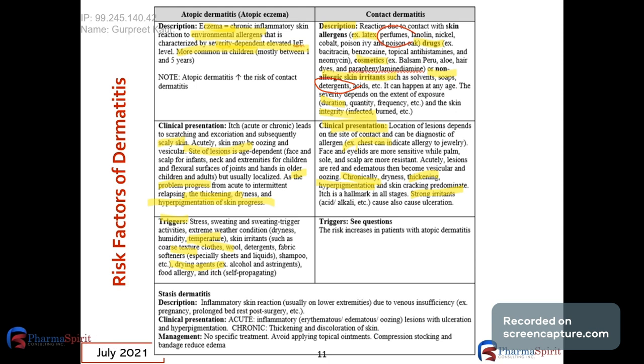And the problem with the itch is that it is self-propagating. So once you itch, the patient wants to itch more. So itch causes more itch, and that's what we mean by self-propagating.